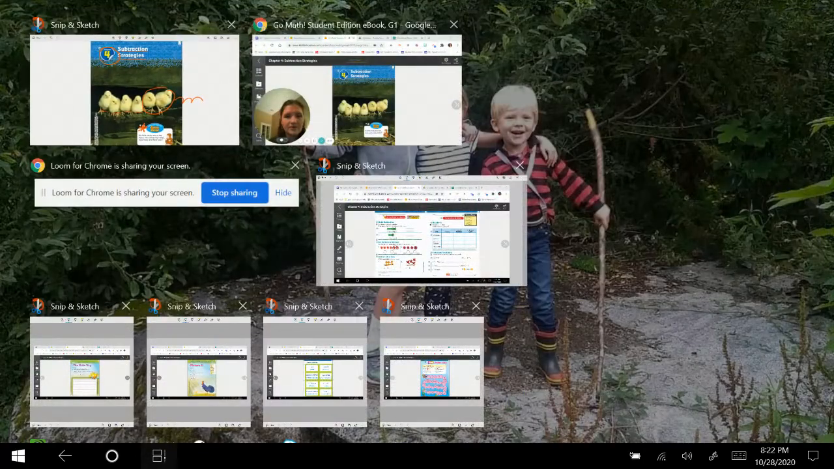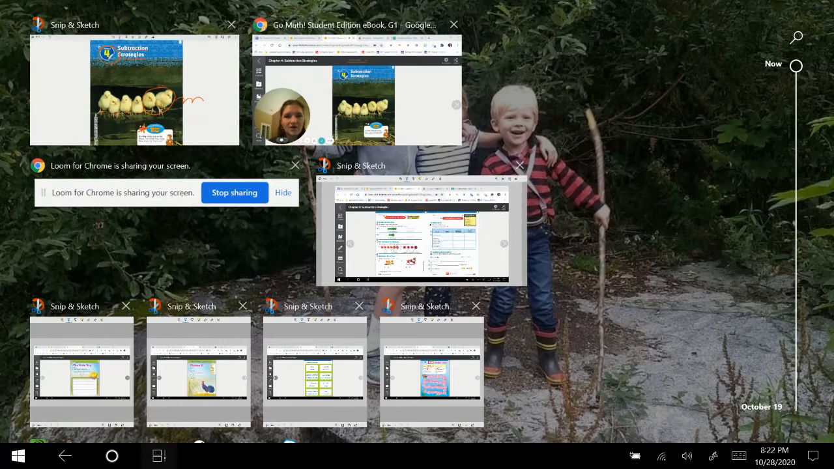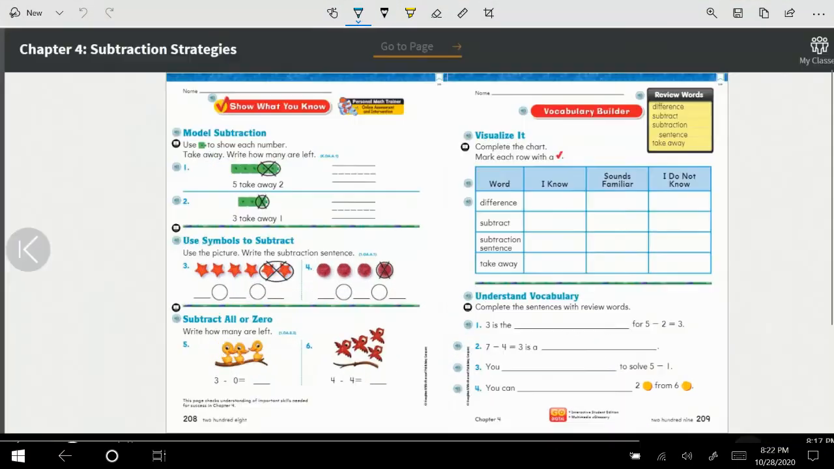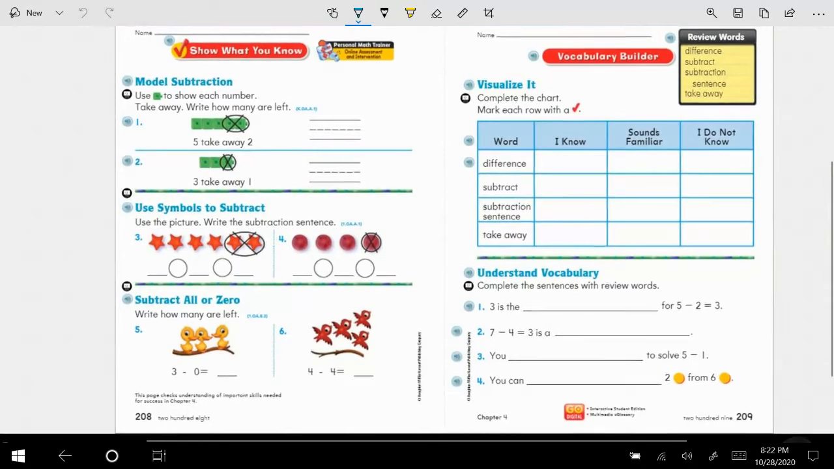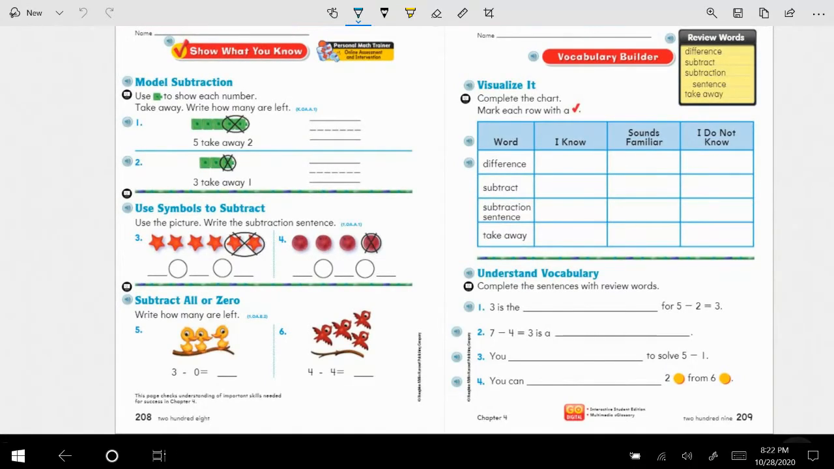Okay, let's go to the next page. So if we turn that open, we have these 2 pages up next. And this is where we're going to review. So you're going to want a pencil so you can do your work, and then a crayon just in case to check it off at the end. Okay, so let's look at number 1. For this first section, it says model subtraction. Okay, so model subtraction.